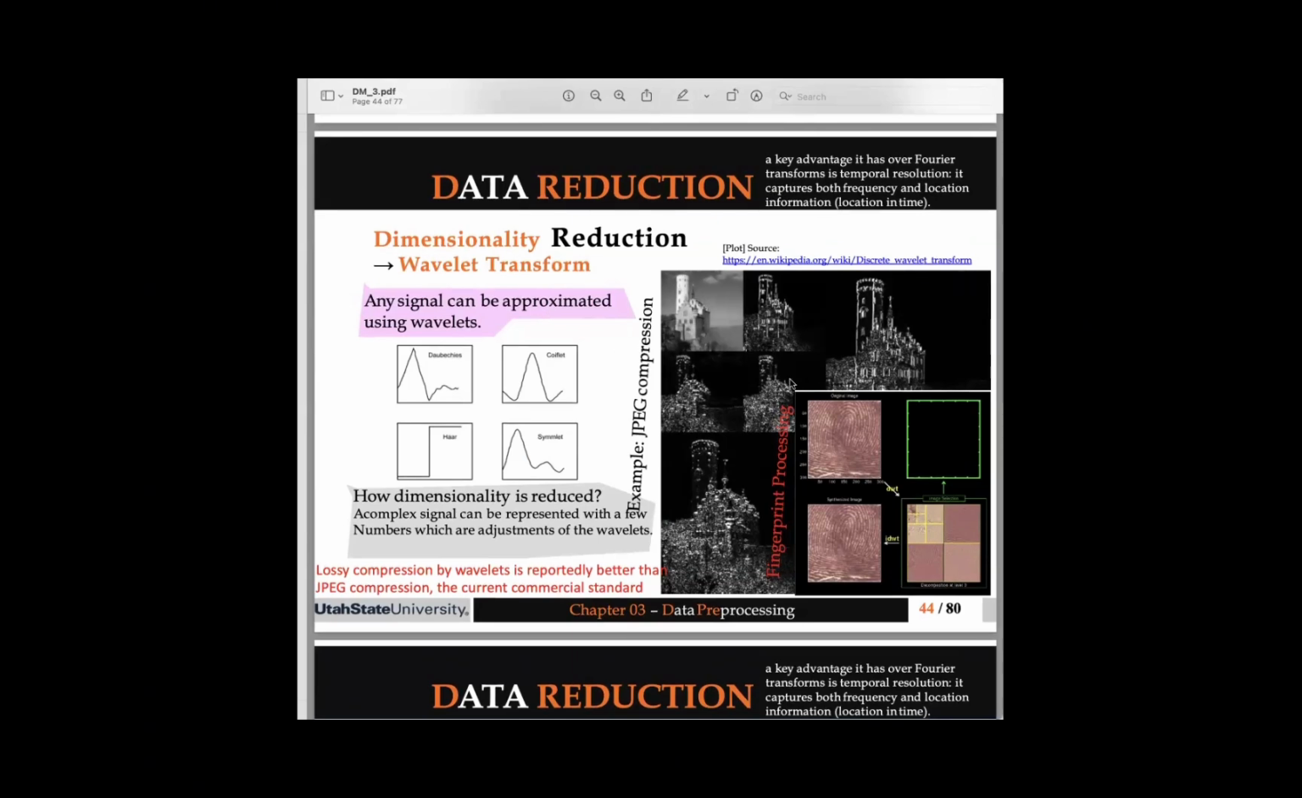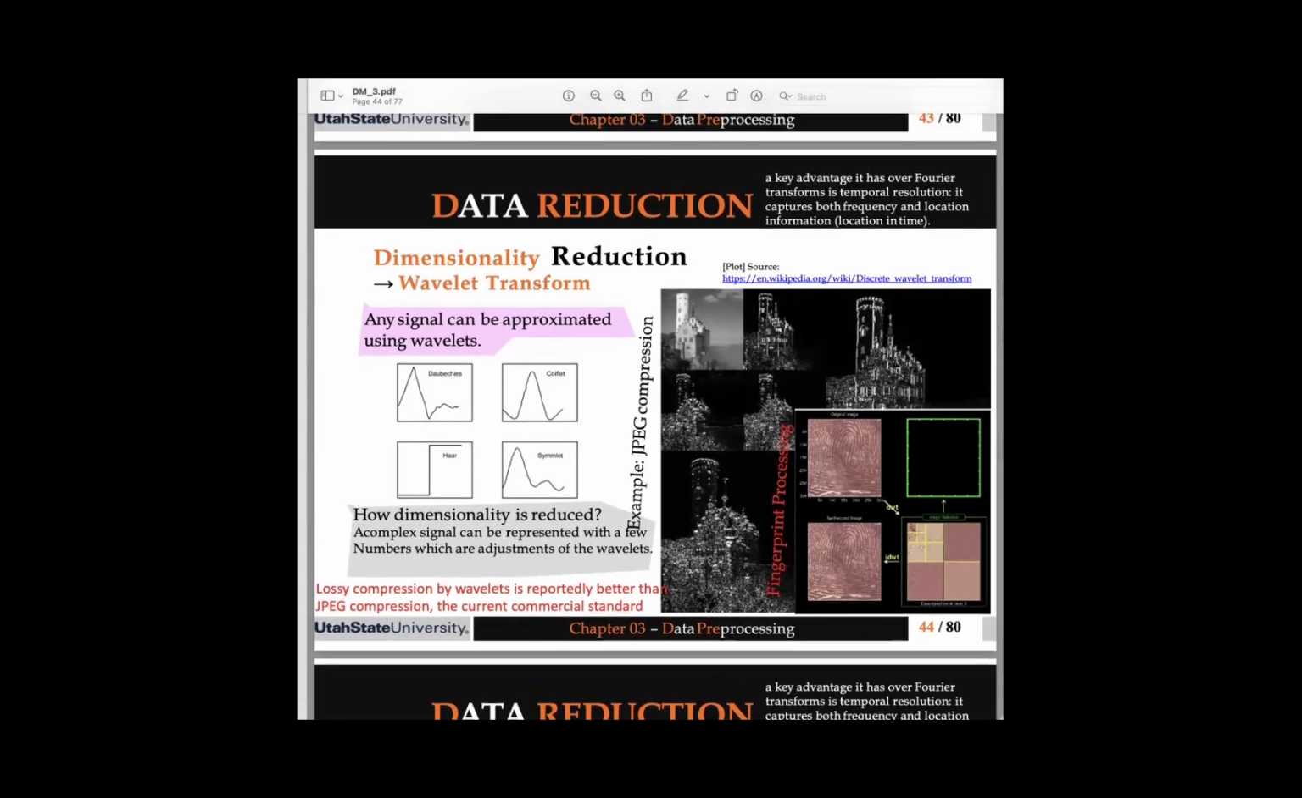We're going to see that in a few seconds. Okay, so let me start with the question first of what is a wavelet. A wavelet in this case is a very small wave, like you see here: the Daubechies, the Coiflet, the Haar, and the Symlet wavelets are very small waves.